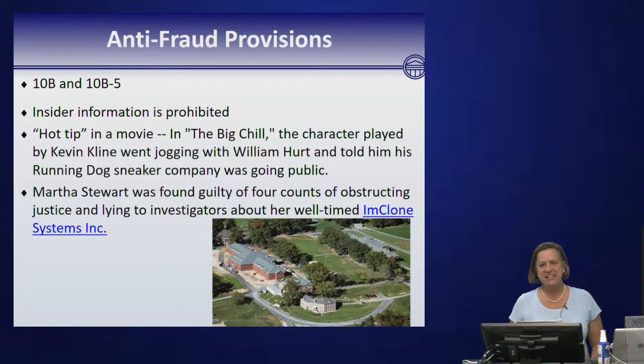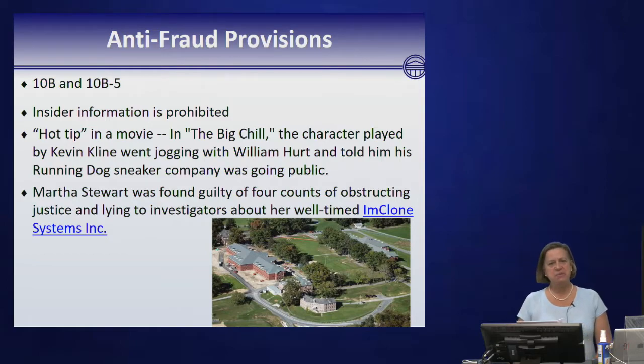And so who is an insider? A director, an officer, an accountant may be an insider. An attorney may be an insider. So the use of insider information is prohibited until, of course, it becomes public.